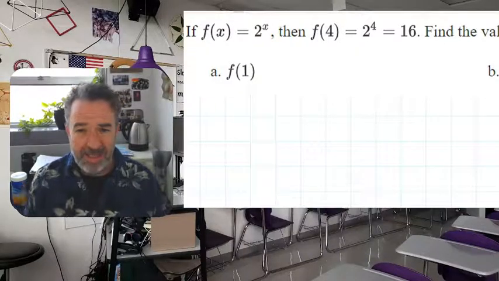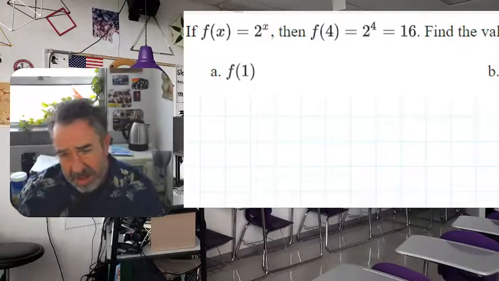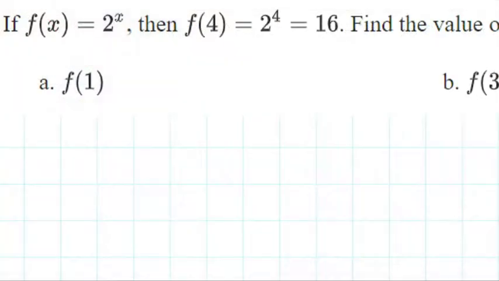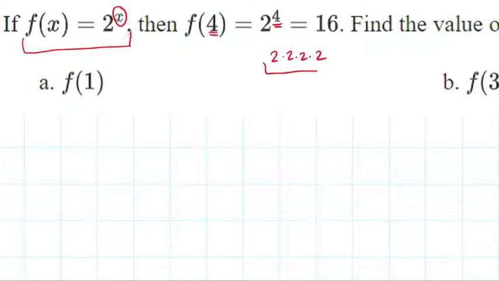This next problem has an example, and then we're asked to find 2 other values. So the example they give us is, here's this function. The function is f of x, and it equals 2 to the x. And it shows us that if we were to place 4 into that function, this value x would be replaced with the 4. So this becomes 2 to the 4th power. 2 to the 4th power is 2 times 2 times 2 times 2. So there's 4 factors of 2 there, which gives me 16.